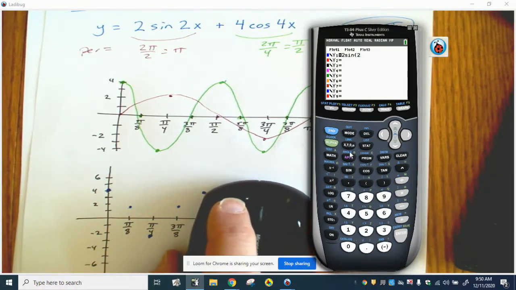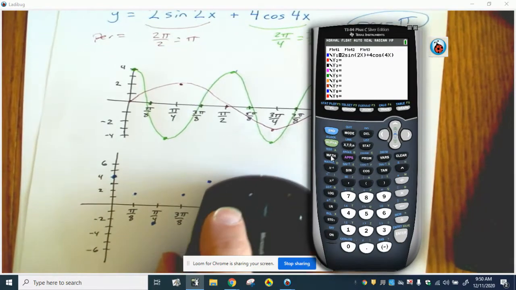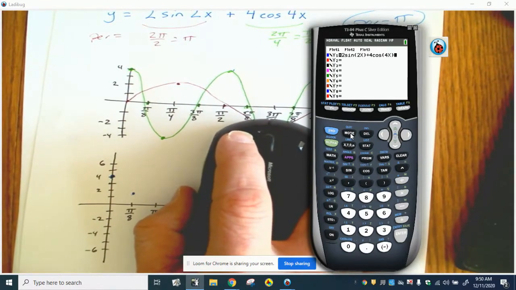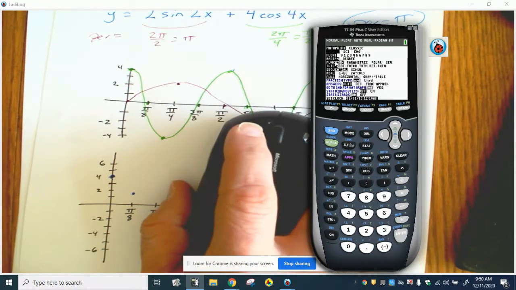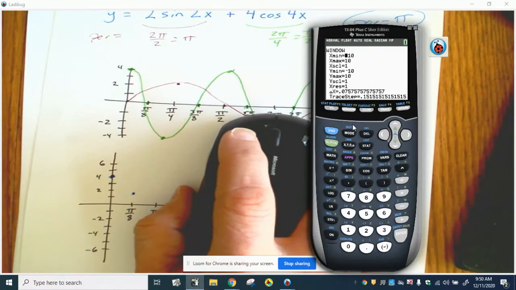So, sine of 2x plus 4 cosine of 4x. Okay? Let's type that in just like it is in the example. Now, before you press graph, you got to make sure 2 things. 1, we have to be in radian mode, because that's what we're graphing in. We got to fix our window.